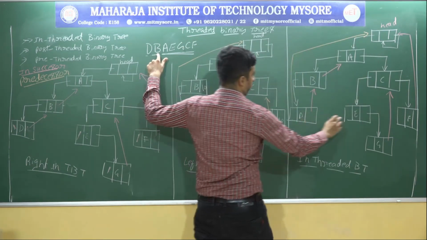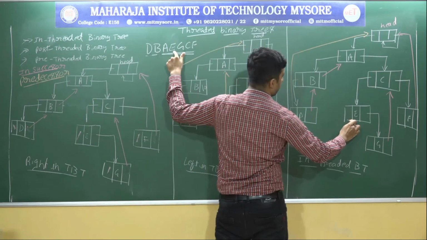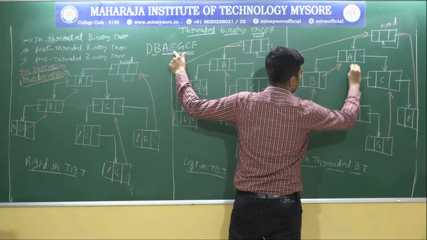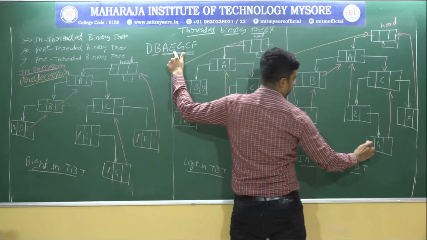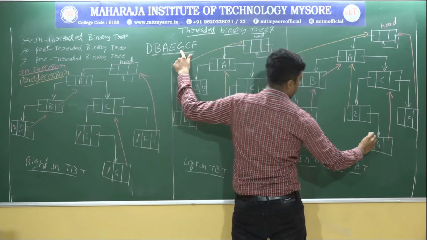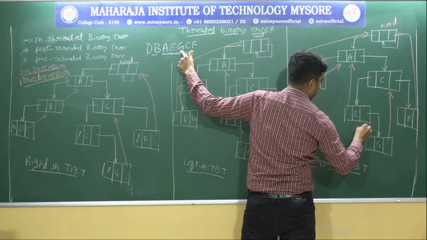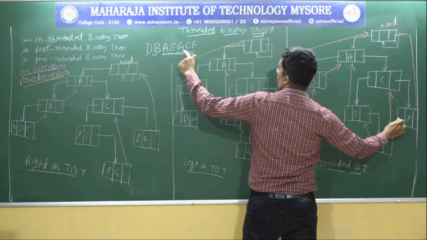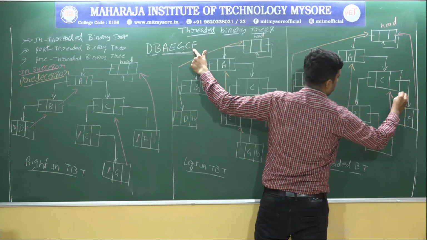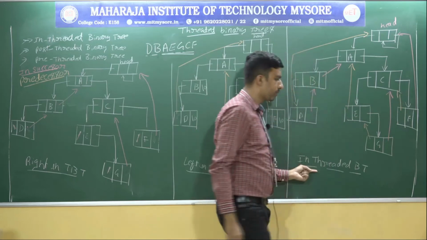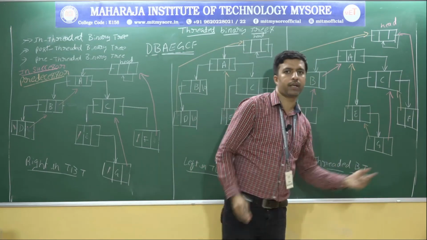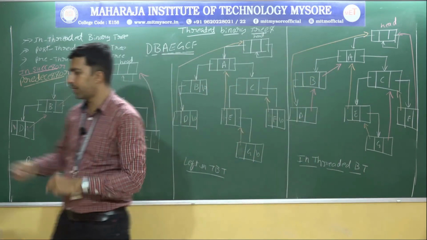Next, E. Before E, who comes? A. Next, left G. Before G, who comes? E. Next F. Before F, who comes? C. Okay, this becomes an in-threaded binary tree.